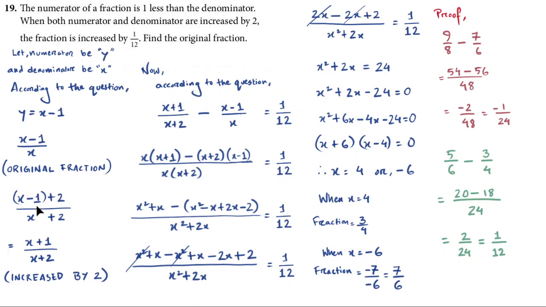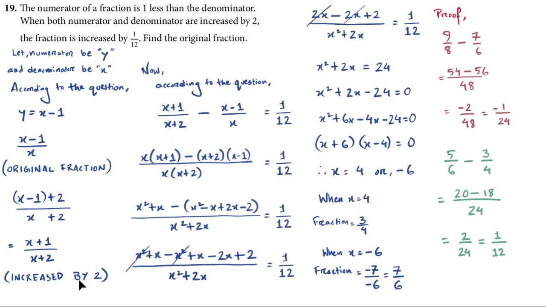So first let's add the 2 to both the numerator and denominator. So the numerator is x minus 1 plus 2 and the denominator is just x plus 2. And then we simplify it, it becomes x plus 1 by x plus 2. This is the value when it is increased by 2. Again, according to the question, if it is increased by 2, the fraction becomes 1 by 12.